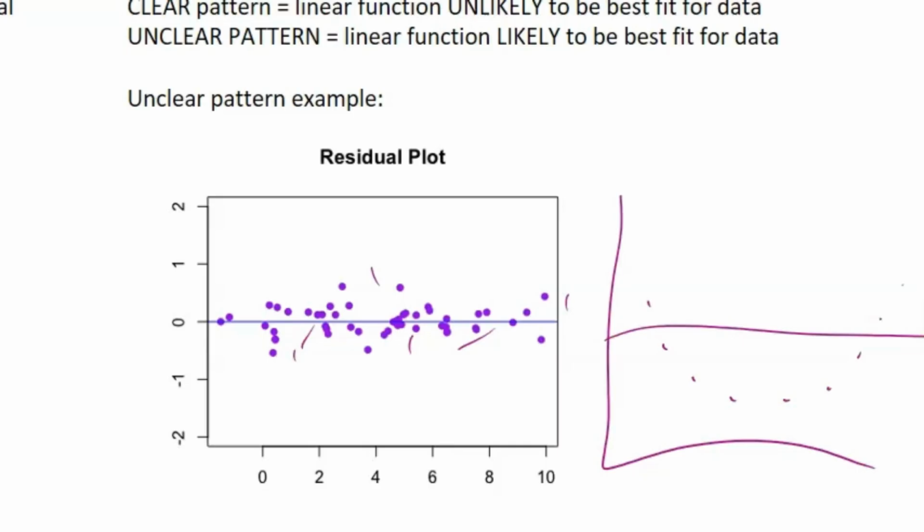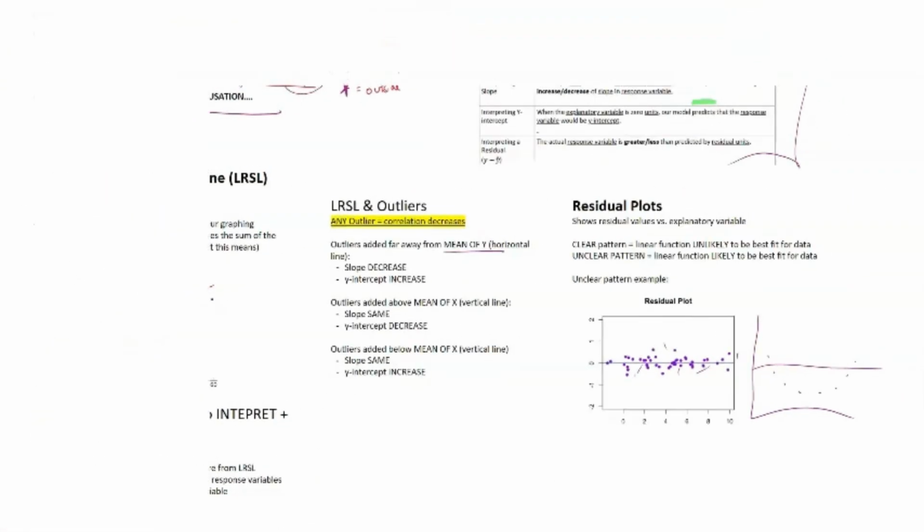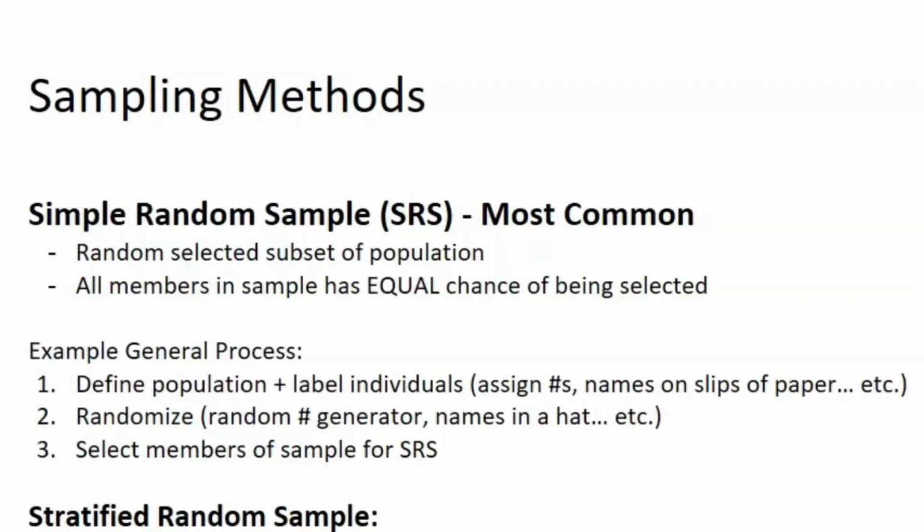So that does it for all the content you need to know for AP Stat Unit 2. All right, so today we're going to cover all the content you need to know for AP Statistics Unit 3.